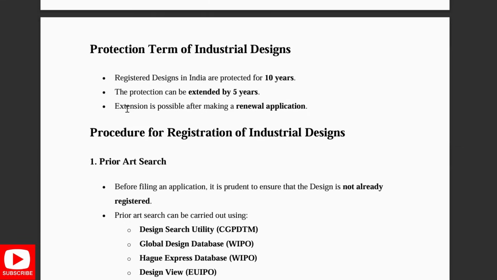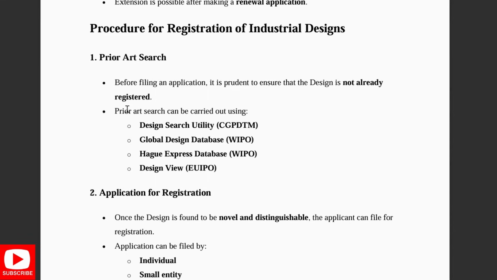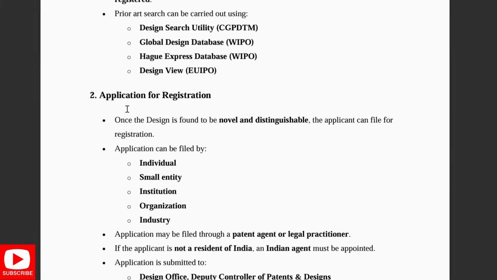Next is the procedure, the most important topic in Module 5, where they will ask you to write the flowchart. This has been asked in Model Question Paper 1, June-July 2025 and December-January 2024. The first step is prior art search. Before filing the application, you have to ensure that the design is not already registered. The search should be carried out on various platforms and databases, where you can check whether it already exists or not.